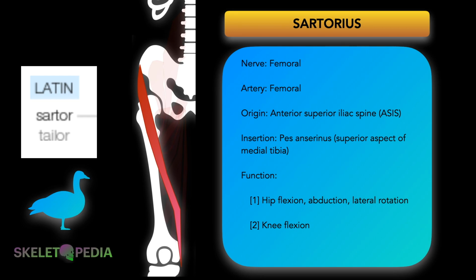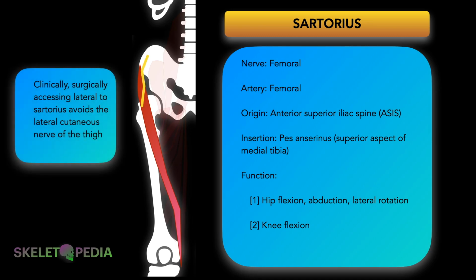The function of the Sartorius is to flex, abduct, and laterally rotate the thigh at the hip. It also assists with knee flexion. Clinically, surgeons use the Sartorius muscle as a helpful landmark to avoid the lateral cutaneous nerve of the thigh, which runs medial to it.